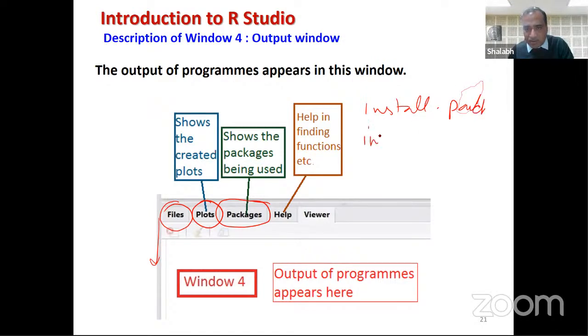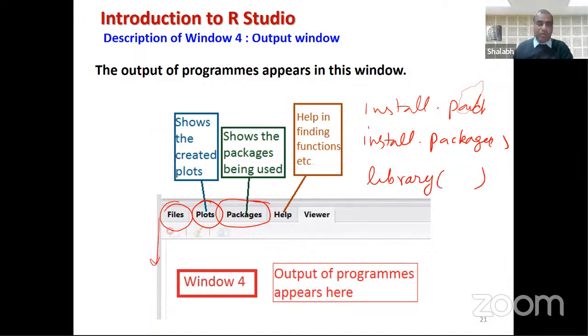Sorry, I will write it down again: install dot packages, and then you have to give it the name of the package that you want to install. Then you have to give the command library, and then you have to load the package. So this is how you work in the R console, right?